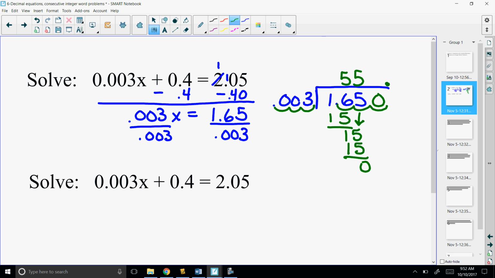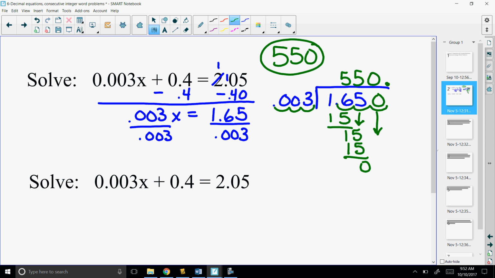Some of you accidentally stop and say your answer is 55. But don't forget, you still have this 0, and it goes in there 0 times, and your answer is actually 550. So my answer is 550. Okay, who likes working with those decimals? No.